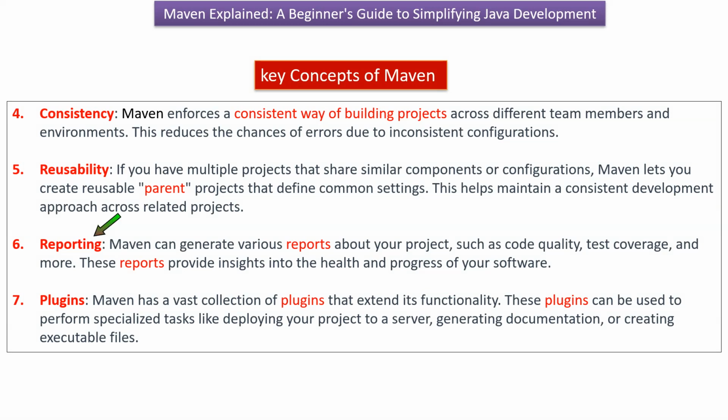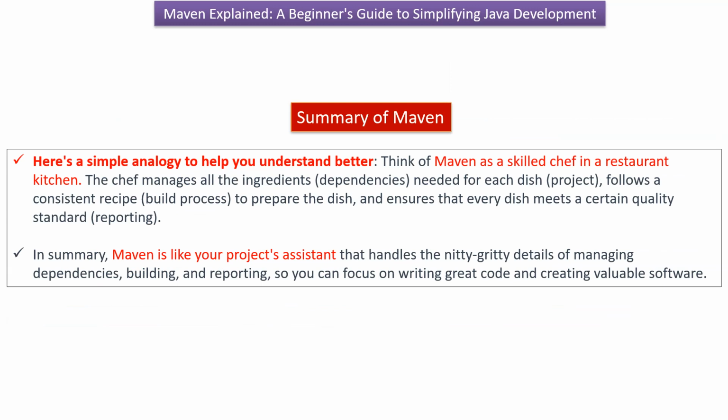Sixth point is reporting. Maven can generate various reports about your project like code quality, test coverage, and more. These reports provide insights into the health and progress of your software. Seventh point is plugins. Maven has a vast collection of plugins that extend its functionality. These plugins can be used to perform specialized tasks like deploying your project into a server, generating documentation, or creating executable files. Now we will see the summary of Maven.